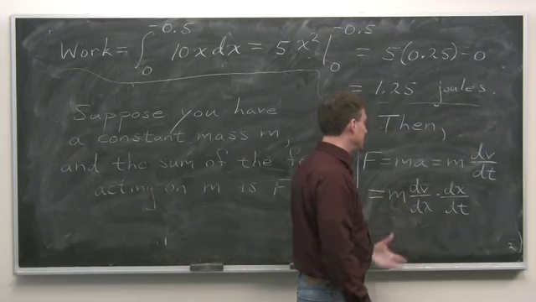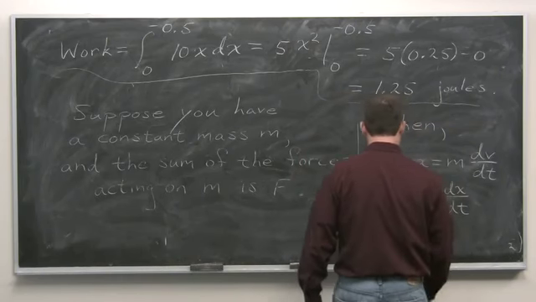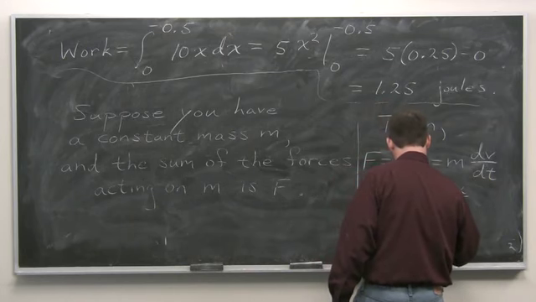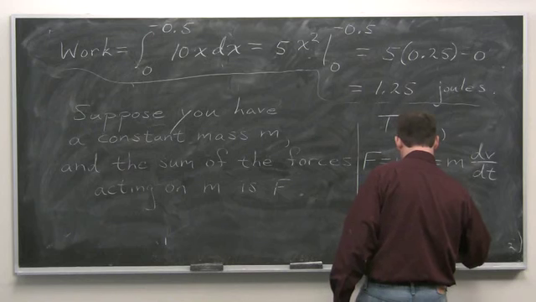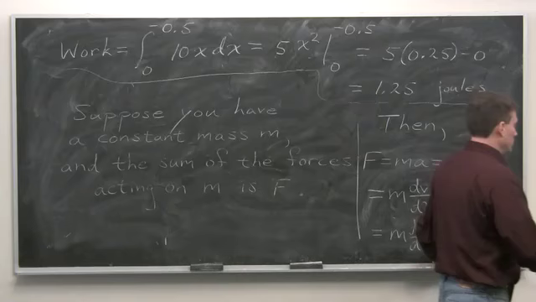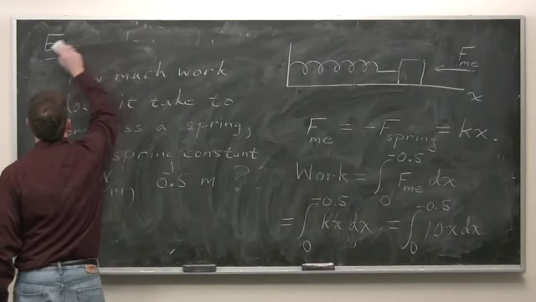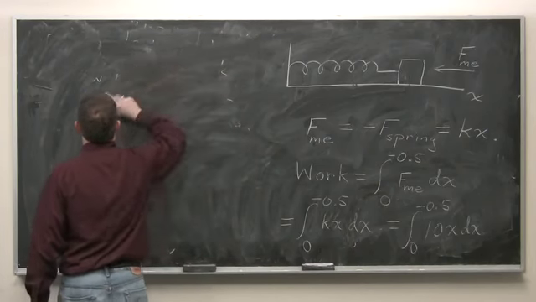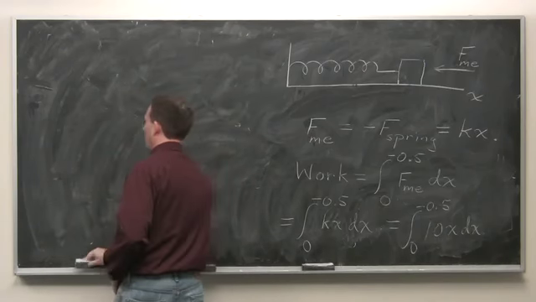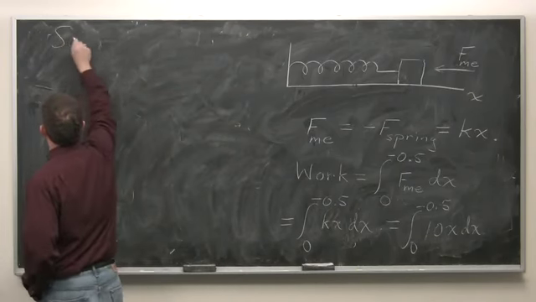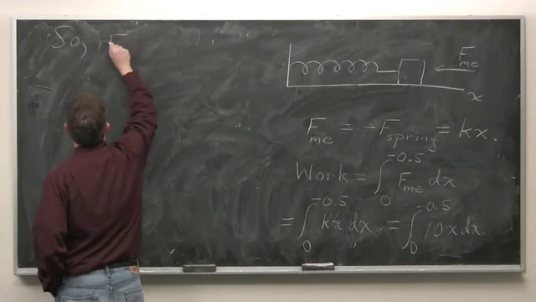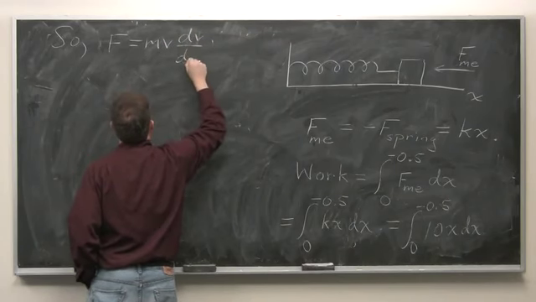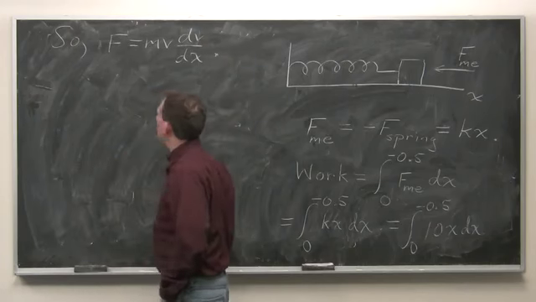But dx/dt is the velocity. And so we end up with m dv/dx times v. So what? I'm going to move the v, but we get mv dv/dx. All right, why do we care?